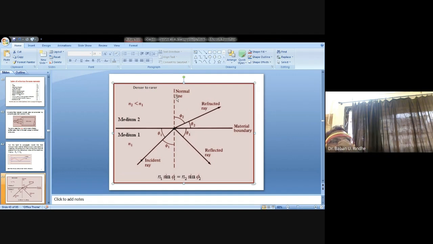Okay, and this is normal to the plane at this particular point, and after that you get the ray. Suppose phi c is less than phi 1, meaning you are beyond the critical angle, then total reflection comes here, no refracted rays. Therefore, only the reflected rays, and that is called total internal reflection.